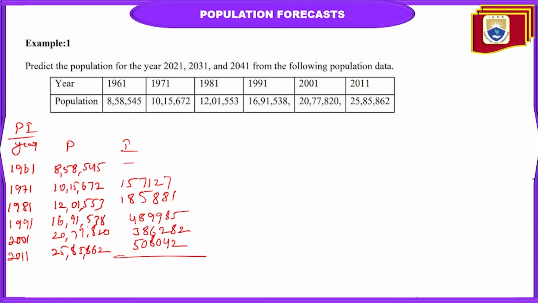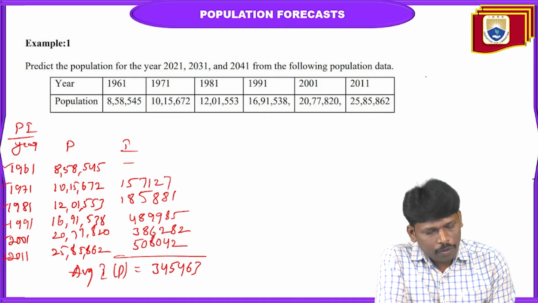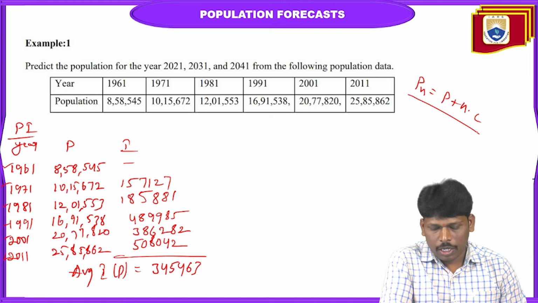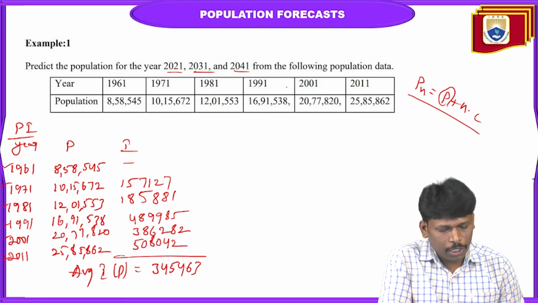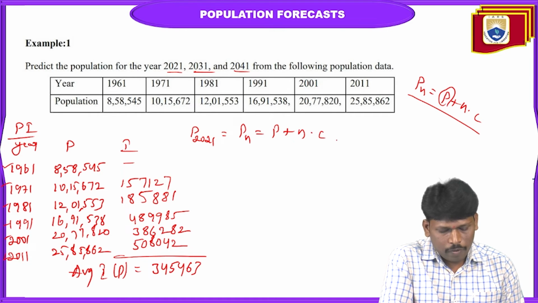Now the average increment from all these 5 decades is the increment in population equal to this. In this formula, the formula of the arithmetical method, P_n equal to P plus n into C, we will apply and get the expected population forecast in 2021. Once you apply it, it is equal to P plus n into C, which we are going to calculate.